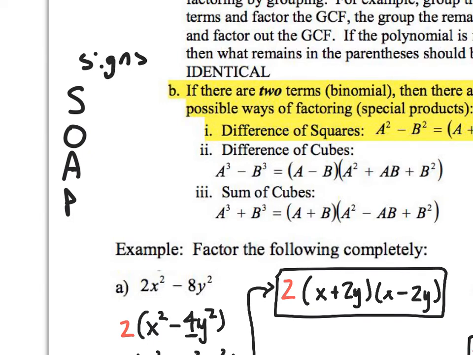So the signs. The first sign is the same. The second one is opposite. Opposite, I think that's how you spell opposite. And then the last one is always positive.